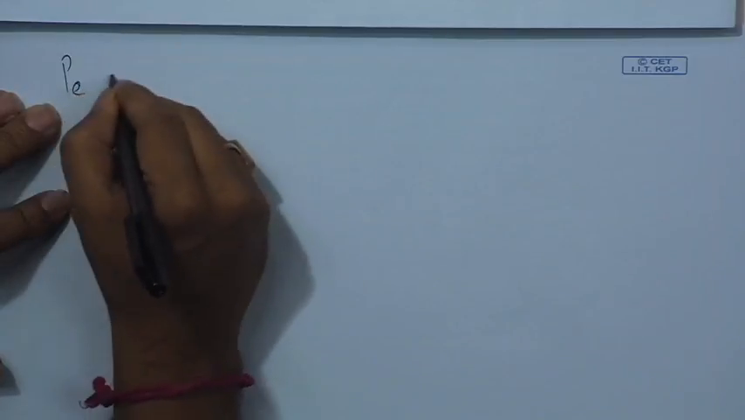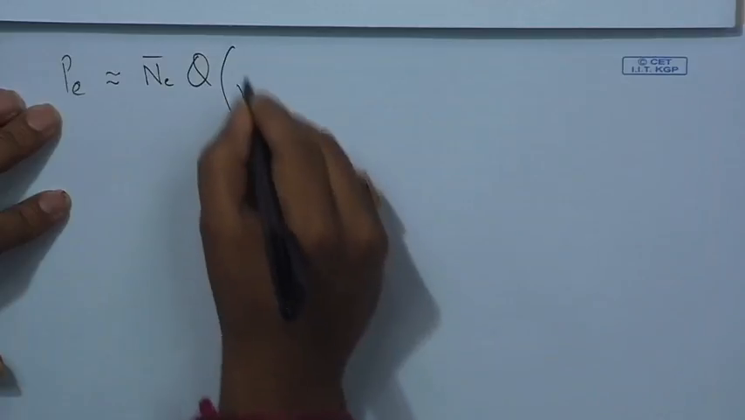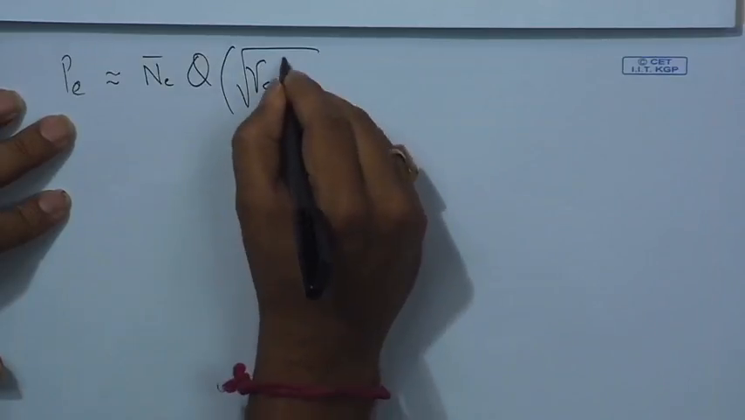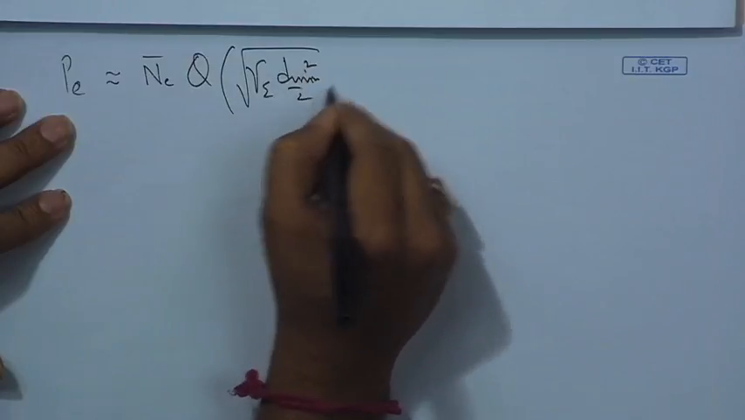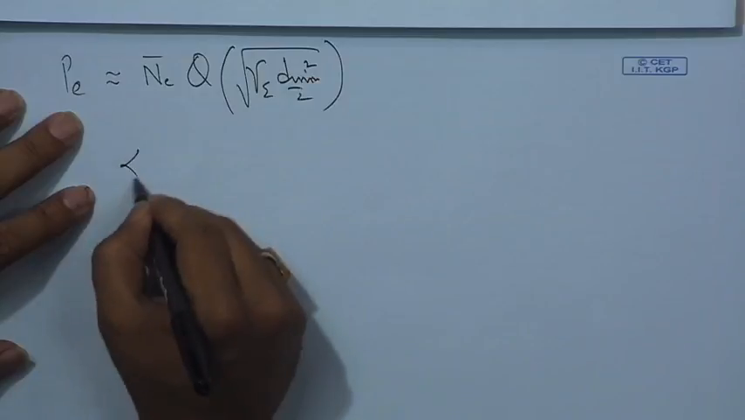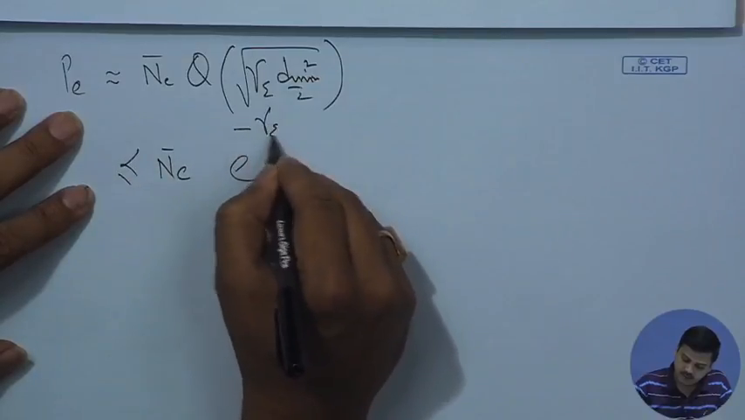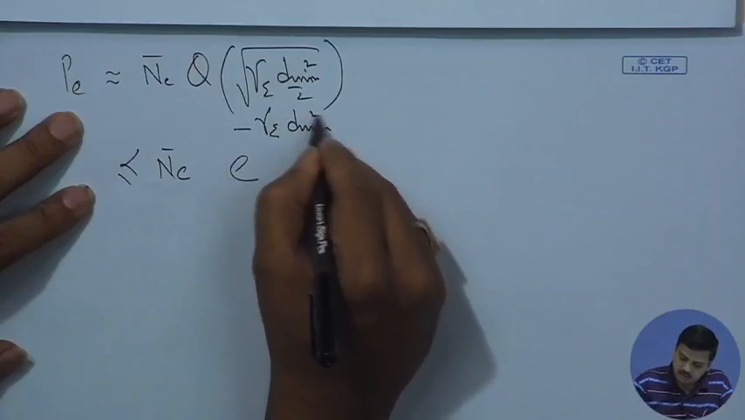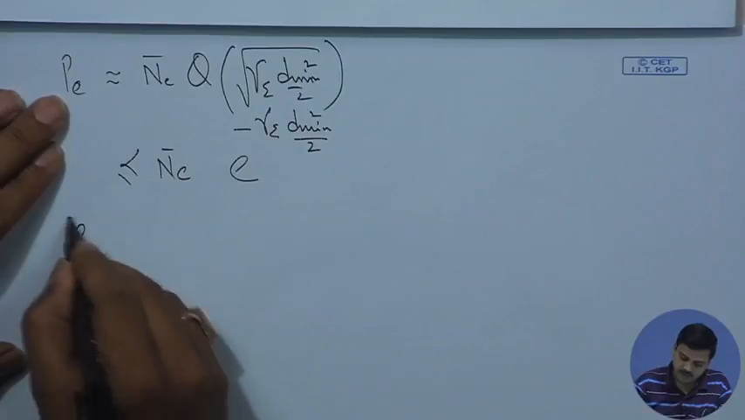So if we move ahead further and we look at the probability of error expression, PE, we said it is approximately equal to NE bar times Q function of square root of gamma combined d mean squared by 2, or you could also do it in terms of alpha m and beta m. So this is less than or equal to NE bar e to the power of minus d mean squared by 2 times the combined, and we would be interested in PE bar.